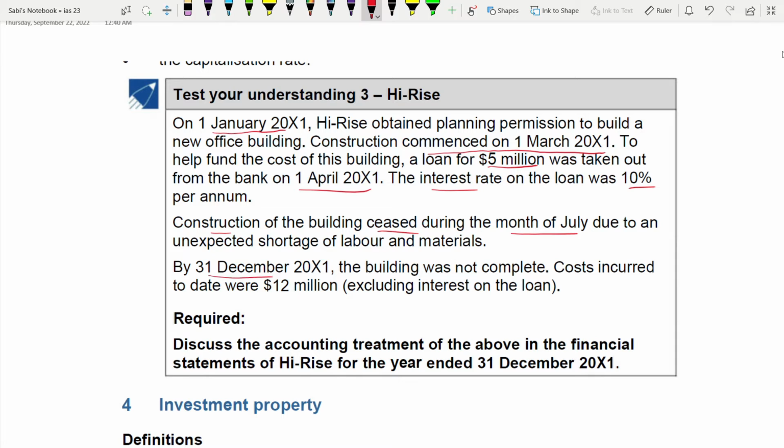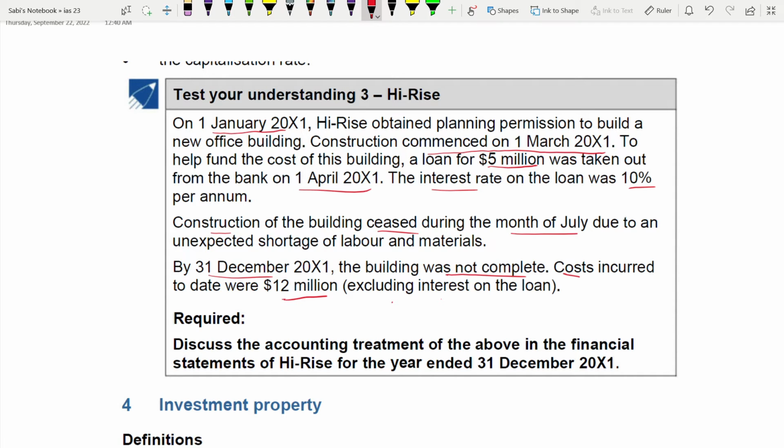And by 31st December 2001, the building was still not complete. The cost of the building was 12 million. It excluded all the interest on the loan. So now tell me, according to IAS 23, how will you account for this? When should you capitalize? When is the capitalization period?